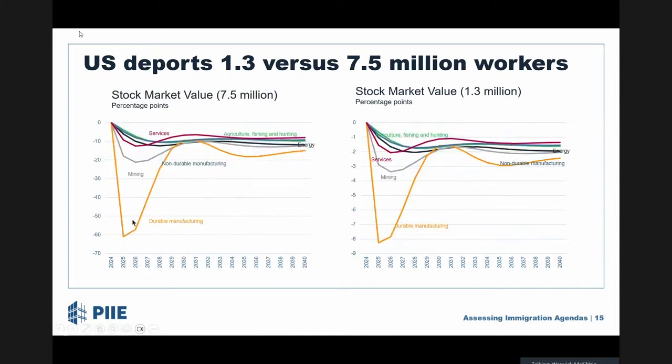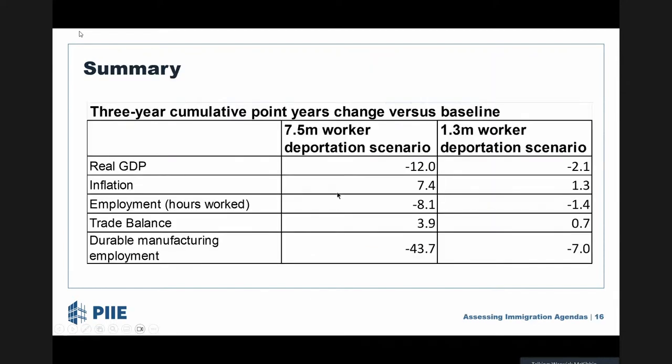What happens to equity prices? They slump dramatically. So this is the value of equities. This is a very large fall, particularly in durable manufacturing, but also in mining and other sectors. And eventually they settle at a much lower level, but you're running down the capital stock. So the value of capital starts to recover as the marginal product of capital starts to get back to where it was.